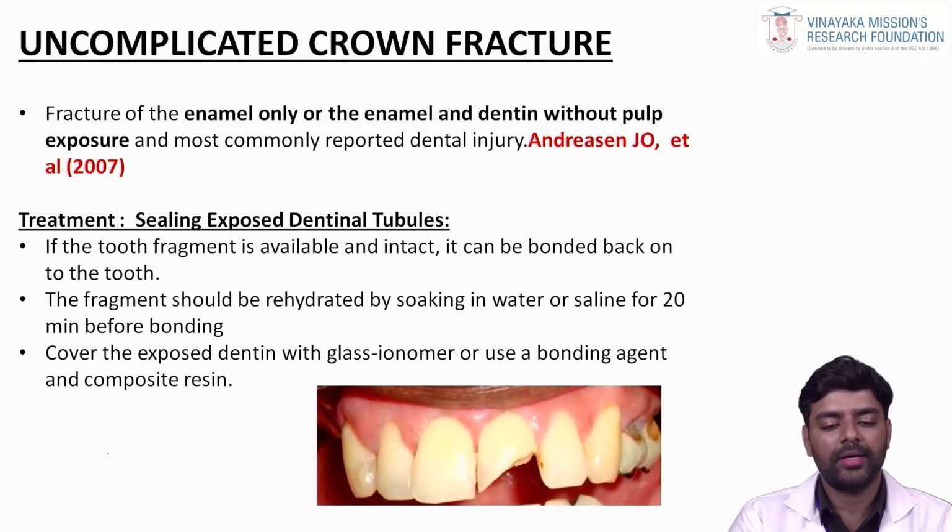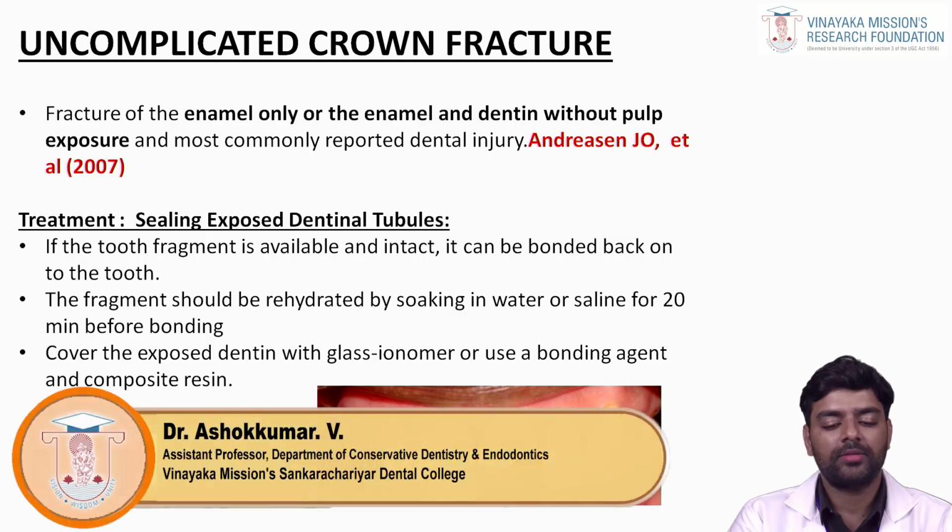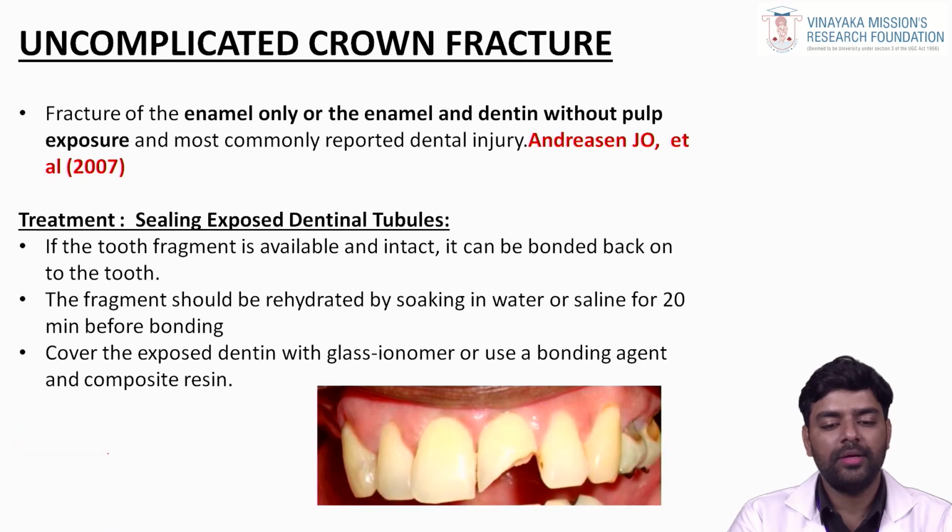Coming to uncomplicated crown fractures: this means a fracture of the enamel only, or the enamel and dentin, without involving the pulp, and it is the most commonly reported dental injury. The treatment protocol is first sealing the exposed dentinal tubules. If the tooth fragment is available and intact, it can be bonded back on the tooth. The fragment should be rehydrated by soaking in water or saline for 20 minutes before bonding.